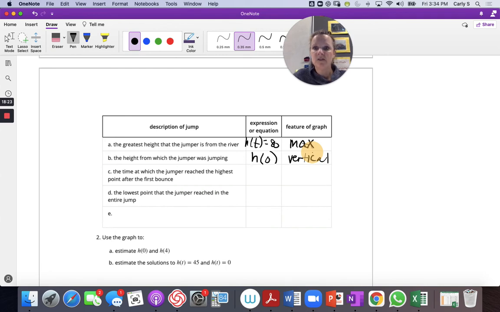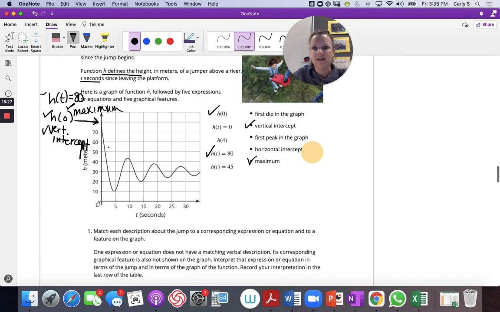The time at which the jumper reaches the highest point after the first bounce. So let's look at it. So jumps, bounces up, right there. So that would be less than 10. And it looks to be about 45. So that's h of t equals 45. And that would be our first peak in the graph.